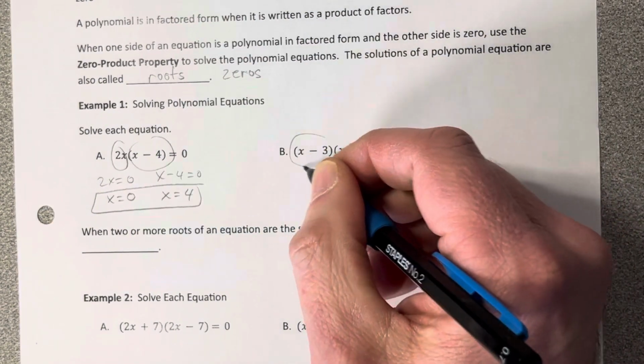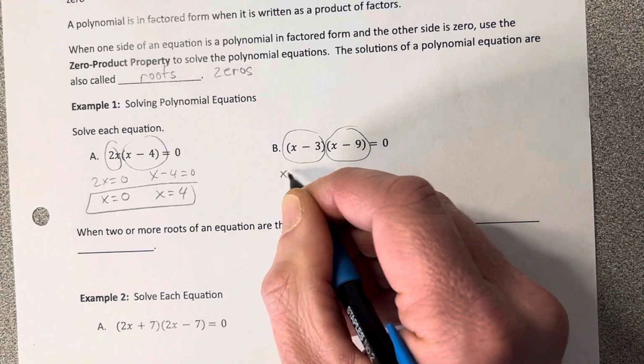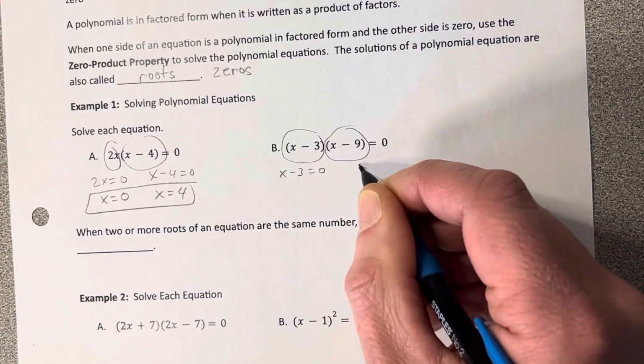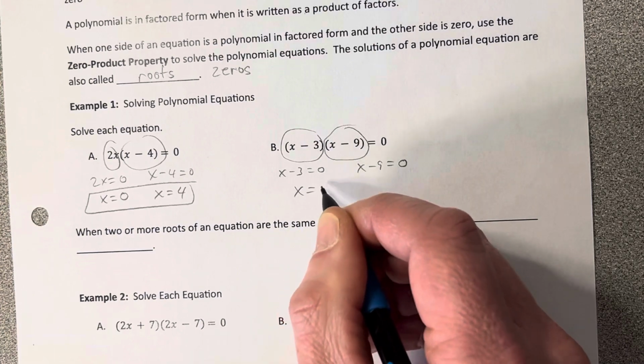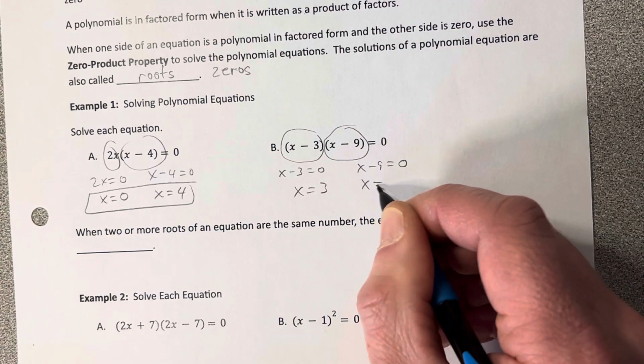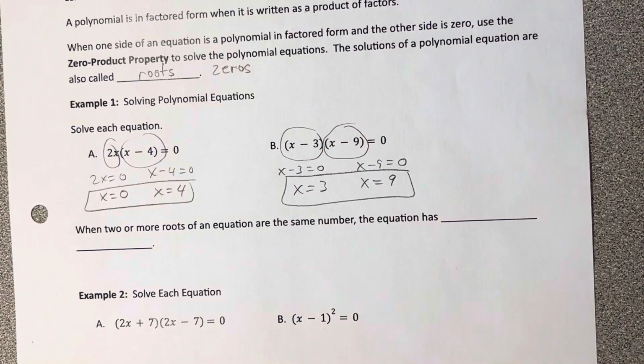All right, so let's look at our second one. If two things multiplying together are equal to 0, then one of them could be 0 or the other could be 0, like so. And we get x equals 3 and x equals 9. If you don't believe me, you can check those answers and you'll see pretty quickly that they both work. They both end up making 0.